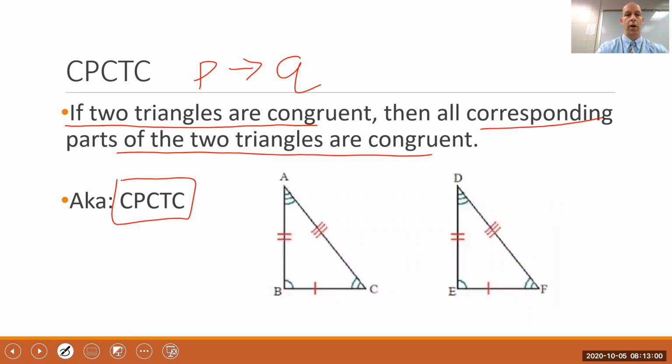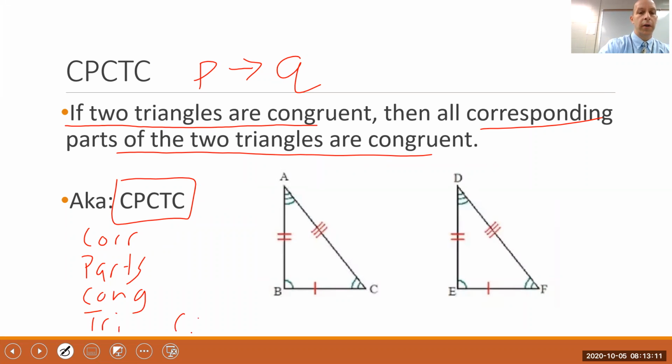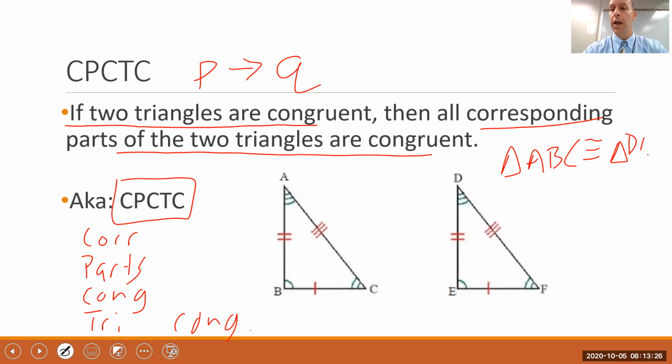That stands for corresponding parts of congruent triangles are congruent. CPCTC. So for example, I'm telling you that these two triangles here, triangle ABC is congruent to triangle DEF. Then all of their corresponding parts are congruent as I have marked.